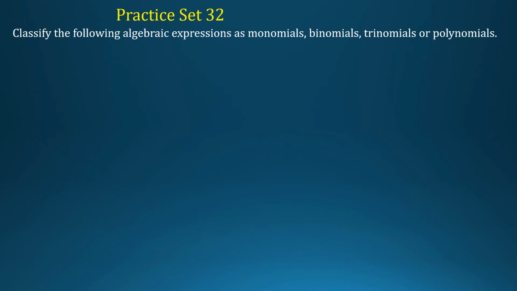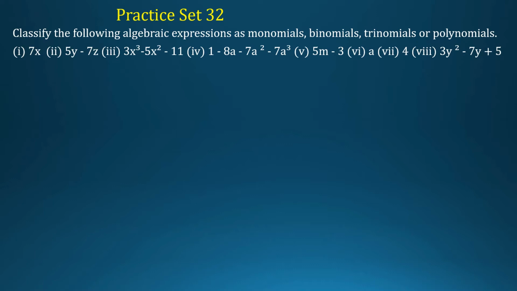Let us see practice set 32. Classify the following algebraic expressions as monomials, binomials, trinomials or polynomials. The expressions given are, first 7x, second 5y minus 7z, third 3x cube minus 5x square minus 11, fourth 1 minus 8a minus 7a square minus 7a cube, fifth 5m minus 3, sixth a, seventh 4, eighth 3y square minus 7y plus 5.